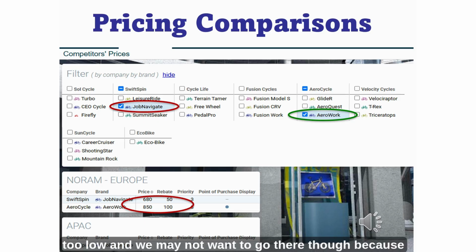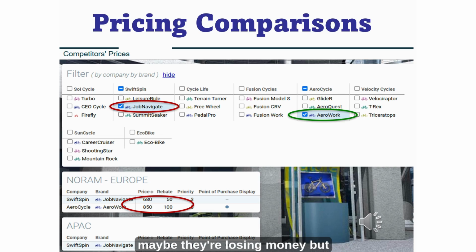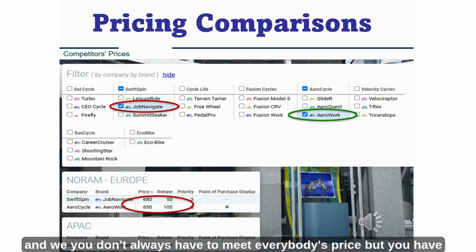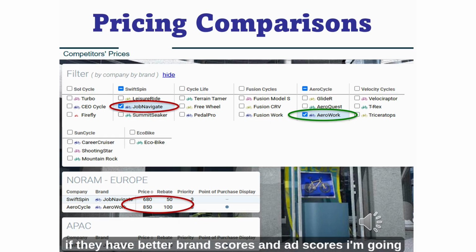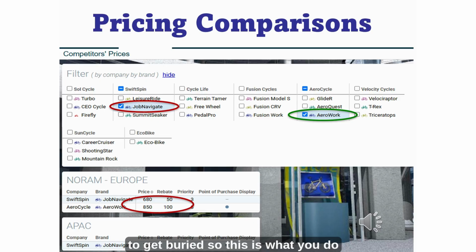Now, SwiftSpin may have priced too low, and we may not want to go that low because maybe they're losing money. But still, we have to look at this hard and say, maybe we need to adjust down. And you can see in Asia, SwiftSpin priced quite a bit higher, about $50 higher. I'm not sure why they're so low in North America. And you don't always have to meet everybody's price, but you have to look at it and say, okay, these are my competitors. They're lower price, and if they have better brand scores and ad scores, I'm going to get buried. So this is what you do for pricing.